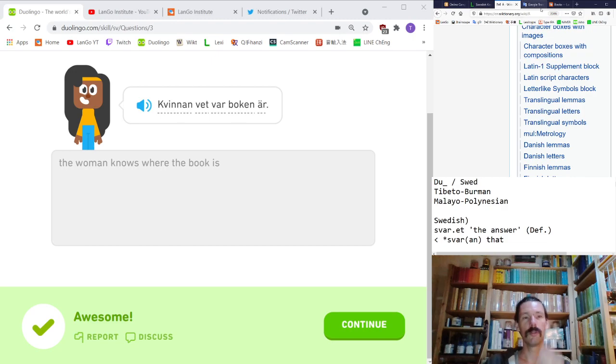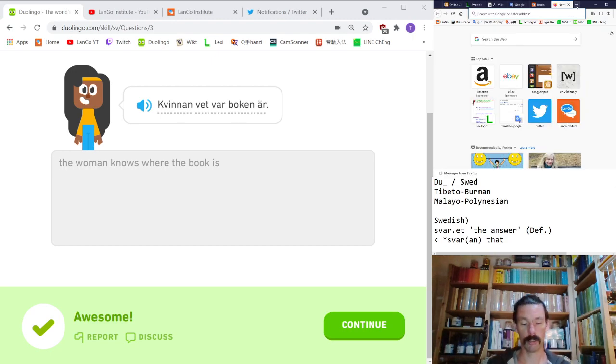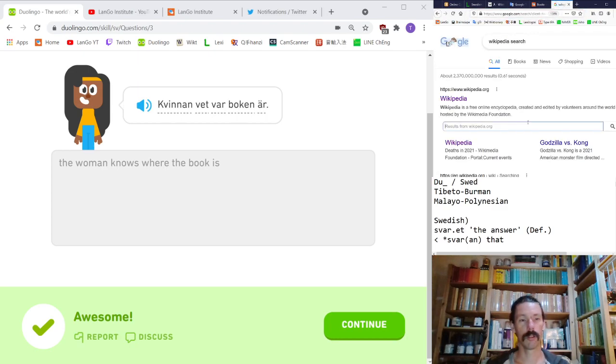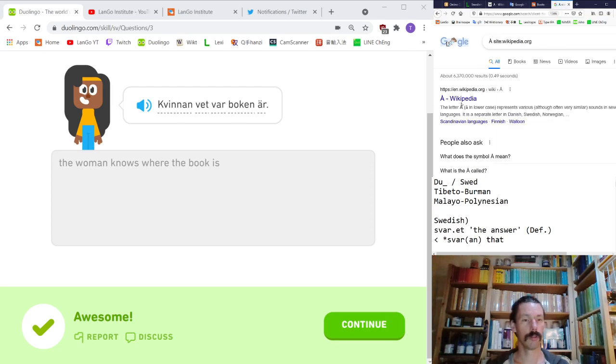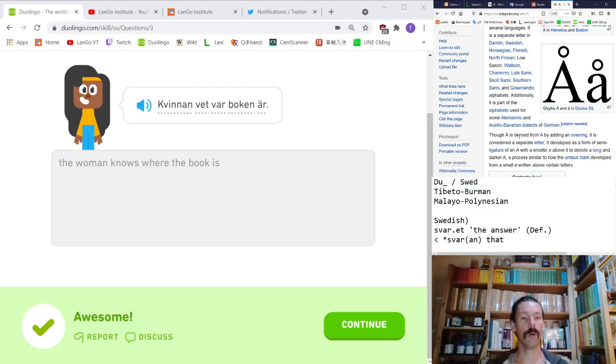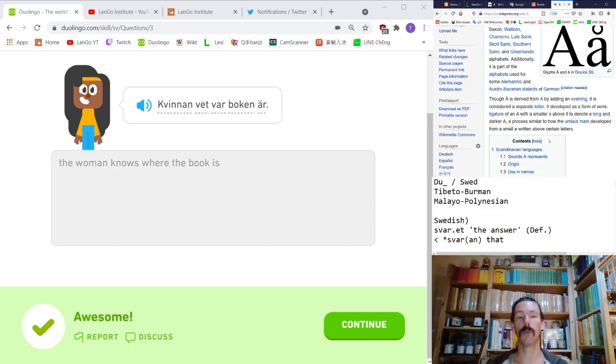Okay, so let's go to Wikipedia. Tell me, Muse, what is a circle letter? Though Oa is derived from A by adding an overring, it is considered a separate letter, developed as a form of semi-ligature of an A with a smaller O above to denote a long and darker A. A process similar to how the umlaut mark developed from a small E written above certain letters.